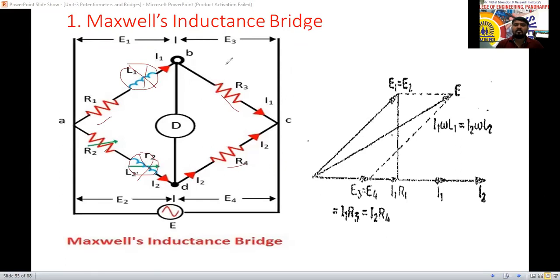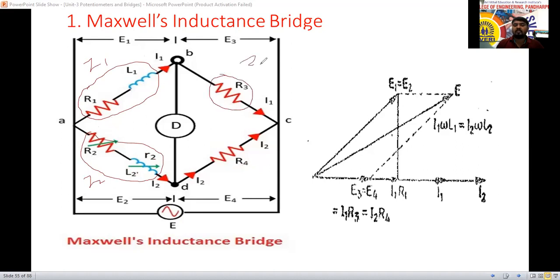Yes, sir. All other things are the same, but there is no L1 and L2 here now. So R1 and L1 together we are going to call Z1. And R2 and L2, where L2 has a variable inductance with some resistance value, we are going to call Z2. R3 we call Z3, and R4 is nothing but Z4 here. So this is the term we are going to call, and this impedance we are going to measure here.